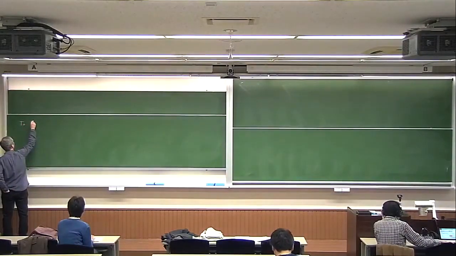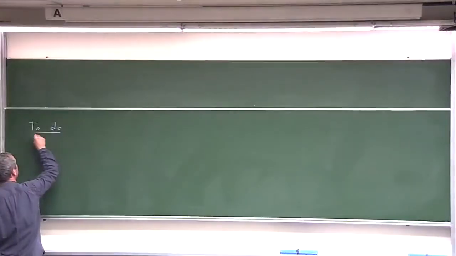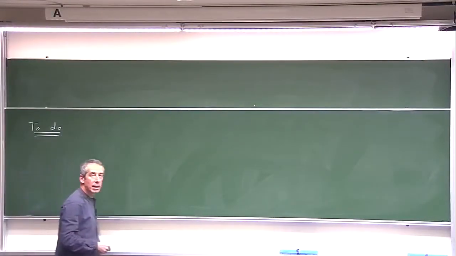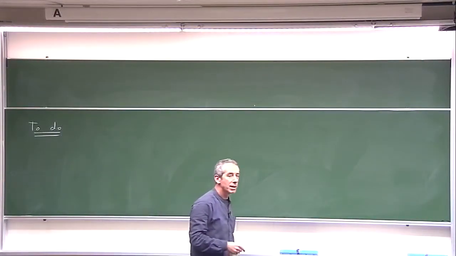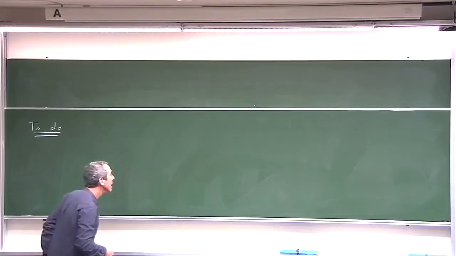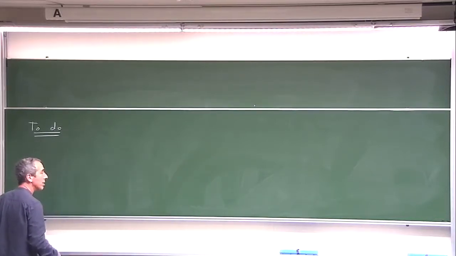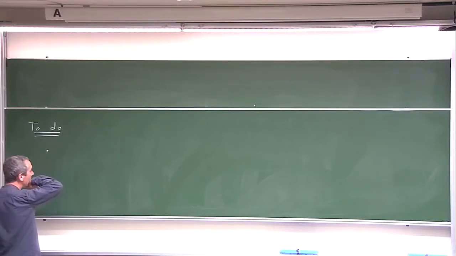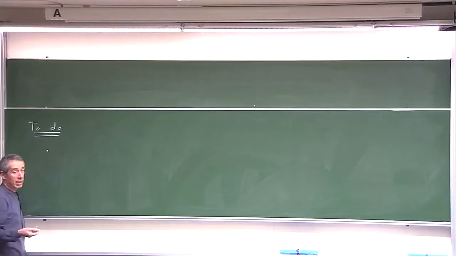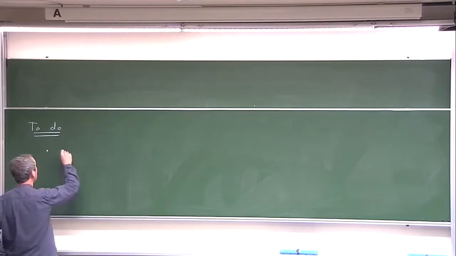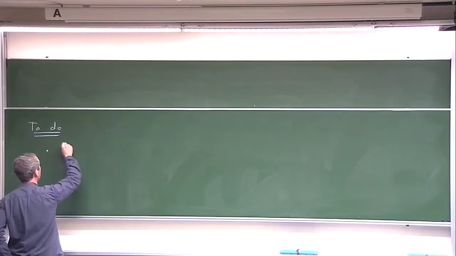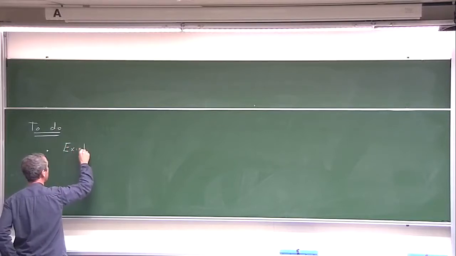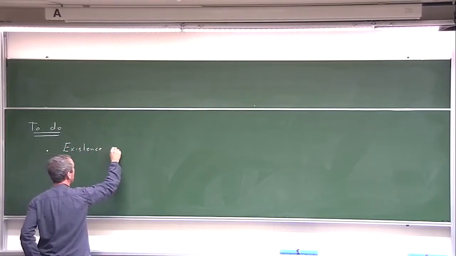Make a to-do list. So if we want to complete the program about steady states, fluctuation-dissipation relations, etc., there are a few things that remain to be done. One is to prove that there are steady states. So there is a problem about the existence of steady states.